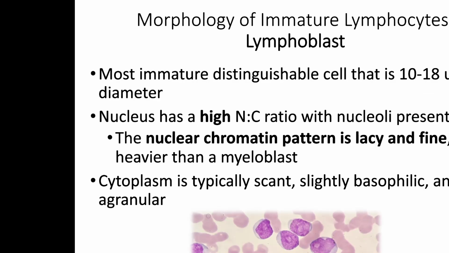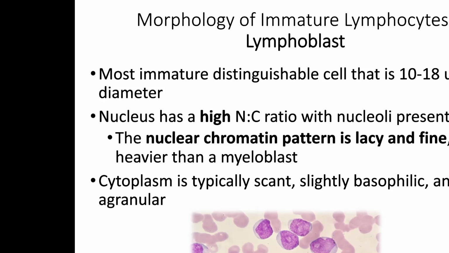Lymphoblasts are by far the most immature distinguishable cell. It has this really high nucleus to cytoplasm ratio. See how big that cell is and how much of that cell is occupied by the nucleus? That is what we call a high nucleus to cytoplasm ratio. Also, I want to note the size of the cell as well. They are significantly bigger than these RBCs that they surround.